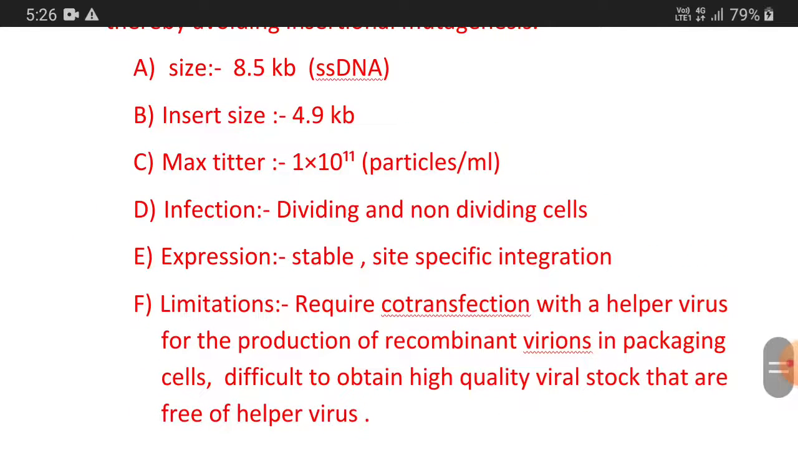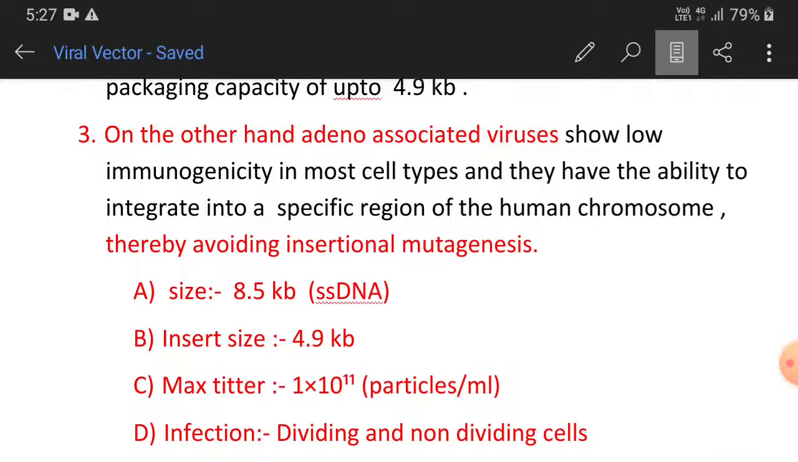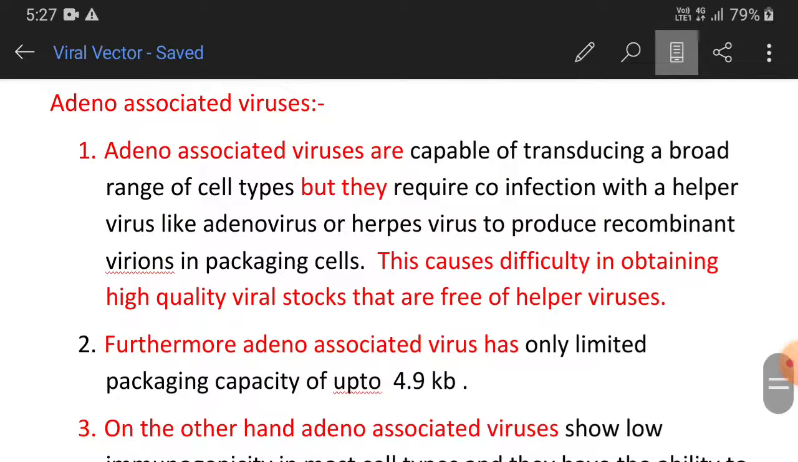Okay, so this is the major advantage that we can get in the case of the adeno-associated viral delivery system, but it has a major limitation: you have to co-transfect your adeno-associated virus with another helper virus, for example adenovirus or herpes virus, that will help it to produce recombinant virions inside the packaging cell line. That is why a viral stock of pure adeno-associated virus is not possible to derive.